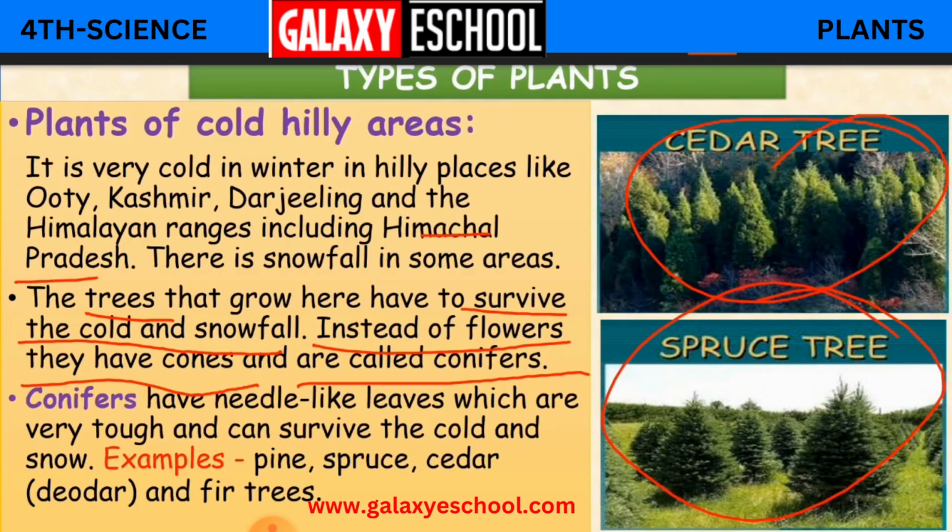Children, do you have an idea of a cone? Normally we like to have an ice cream cone. As you see here, it's a reverse shape. Normally our cone will be like this, a reverse V. So these trees have cones and they are called conifers.